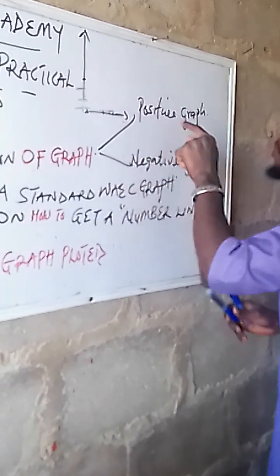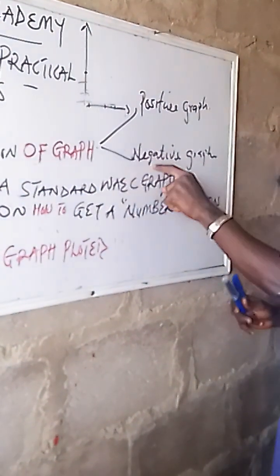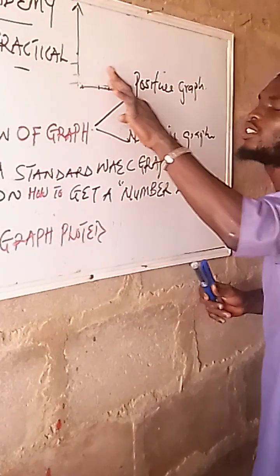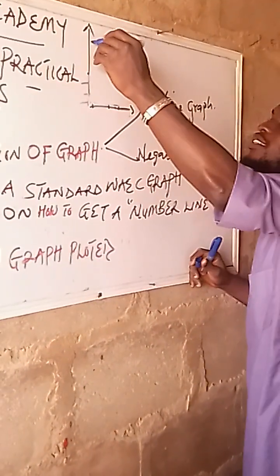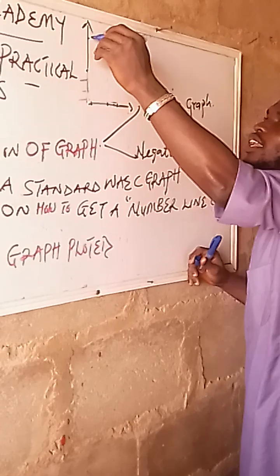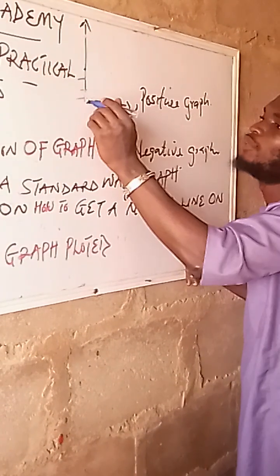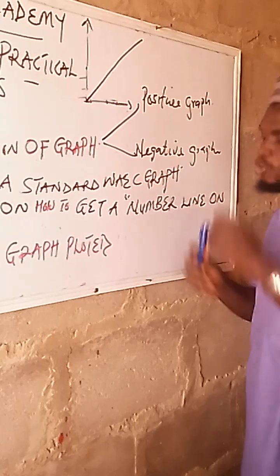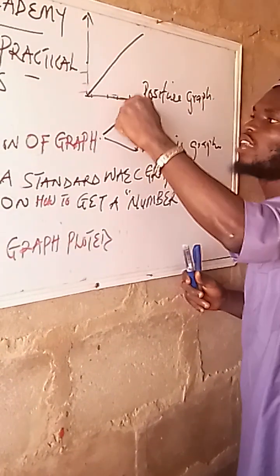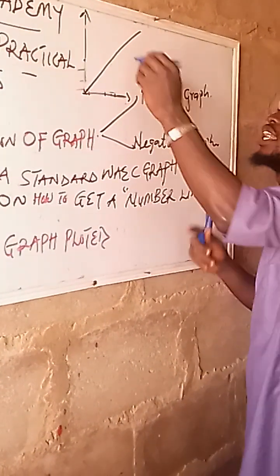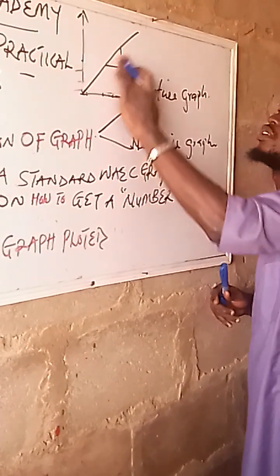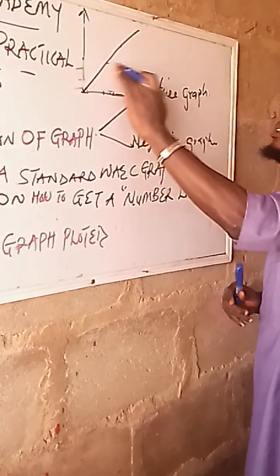Now, how can we relate it to a positive graph? And how can we relate it to a negative graph? When you plot it and the line you plotted goes from this angle, it goes like this, without touching this, we call this particular graph a positive graph.